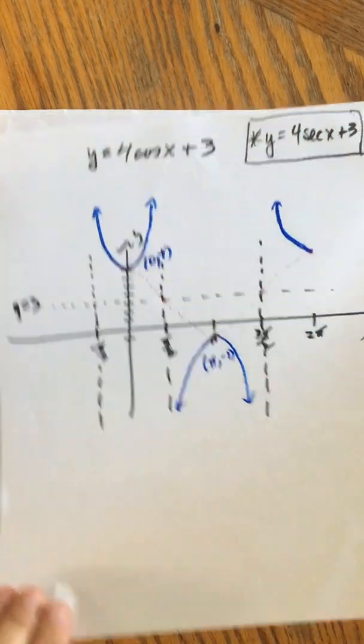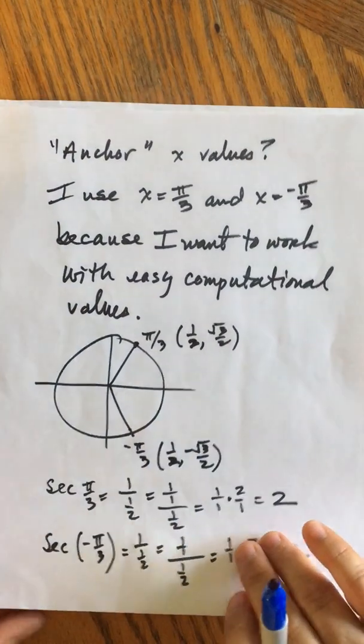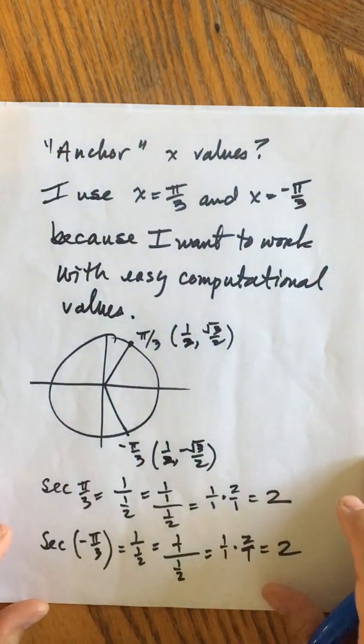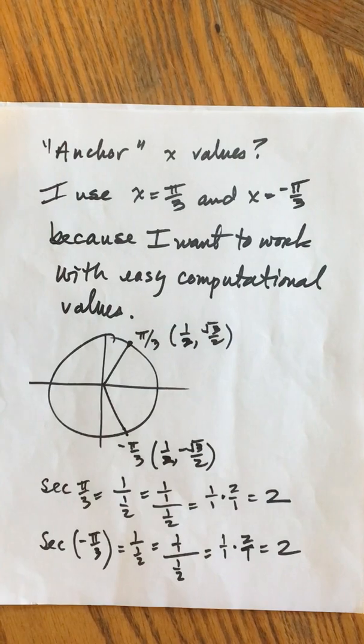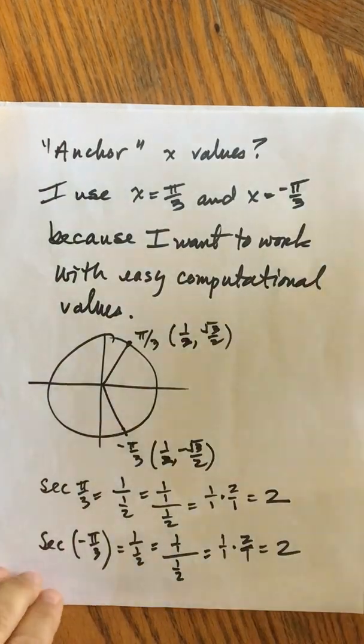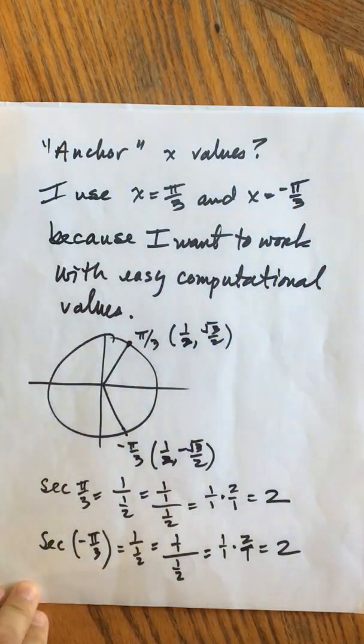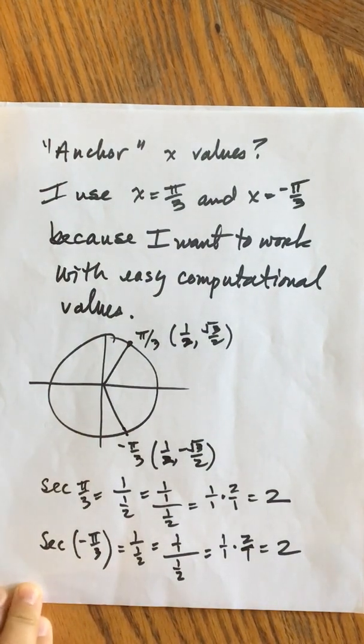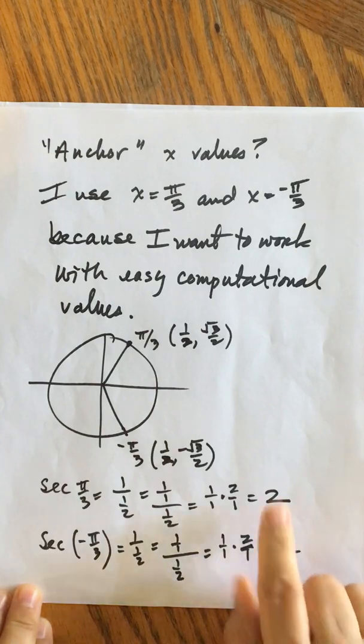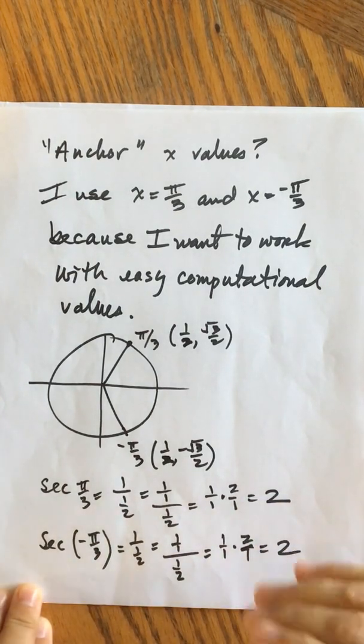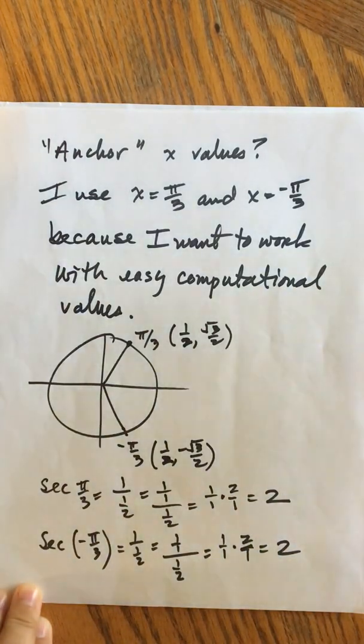Okay. So what I do then is I look for what I call anchor values, and my anchor values are x values. Okay. And I happen to use pi over 3 and negative pi over 3 because I want to work with stuff that's easy to compute, right? So what do I mean by that? Well, I end up getting 2 and, well, later on negative 2. So that's pretty easy. I don't have any square roots. I don't have any fractions, and when I do, they're very easy fractions, right?